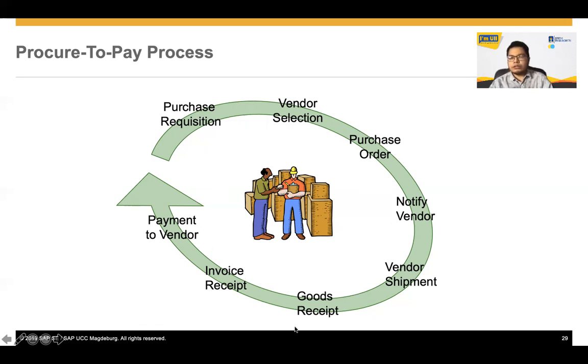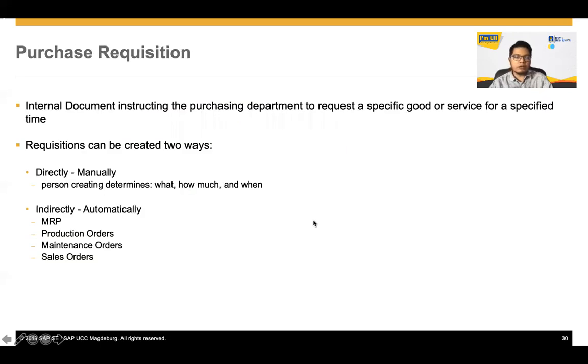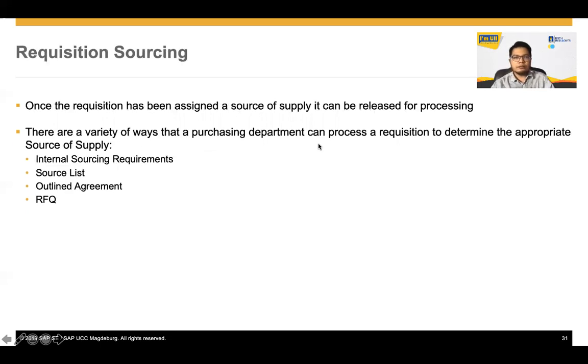I think this is pretty simple to understand. It's clear, but we also want to know the more detailed processes. Okay, we start with purchase requisition. It is an internal document instructing the purchasing department to request a specific good. So this is basically about our company asking for the price or information regarding some material that we want to buy.